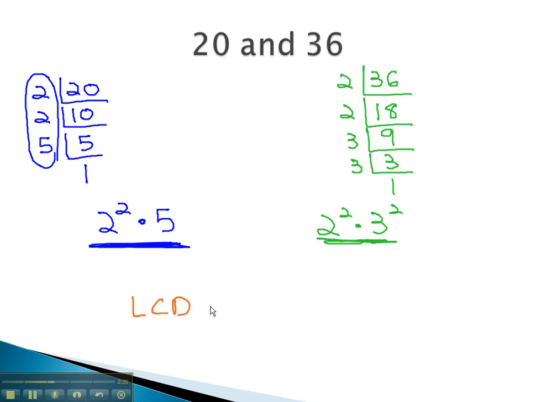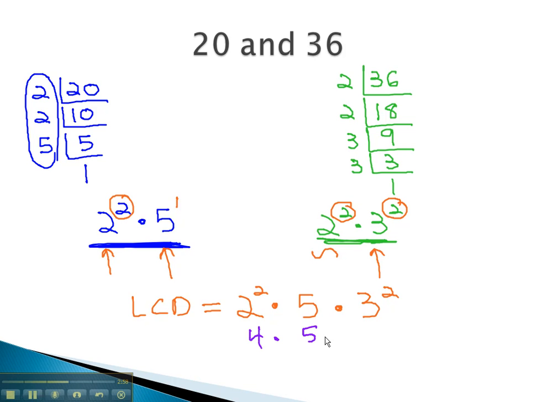To find the least common denominator from these, we use all the factors that showed up. We have a 2, we have a 5, already covered 2, and we have a 3. Then I go back and I assign the highest exponent we see on any number. The highest exponent we see on a 2, we have a tie, is squared. The highest exponent I see on a 5 is 1, and the highest exponent on 3 is squared. Multiplying these out gives us 4 times 5 times 9, doing the exponents first, or 180 for the least common multiple or denominator of 20 and 36.